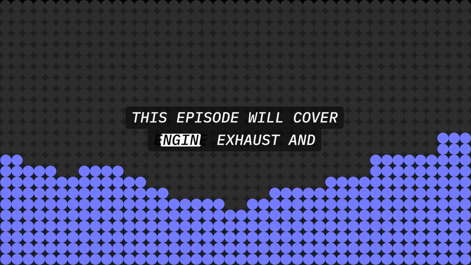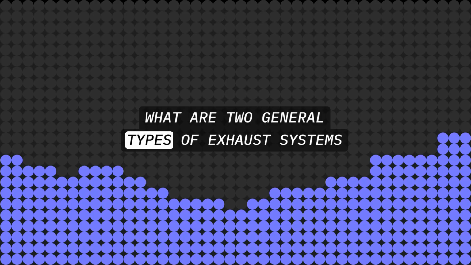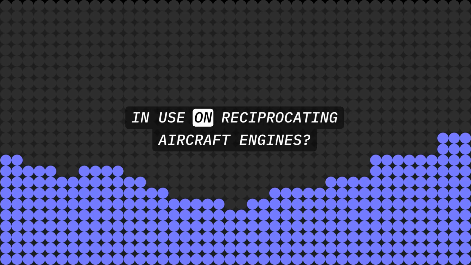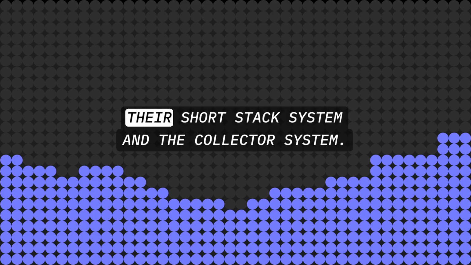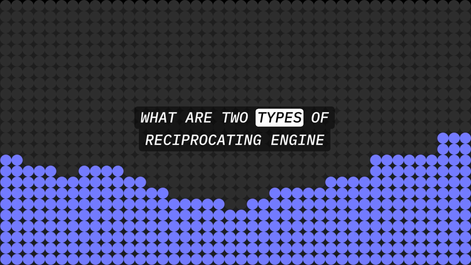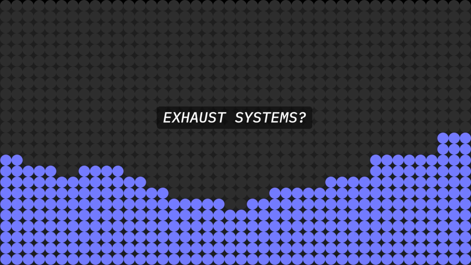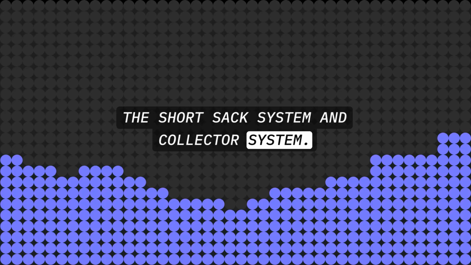This episode will cover engine exhaust and reverser systems. What are two general types of exhaust systems in use on reciprocating aircraft engines? The short stack system and the collector system. What are two types of reciprocating engine exhaust systems? The short stack system and collector system.